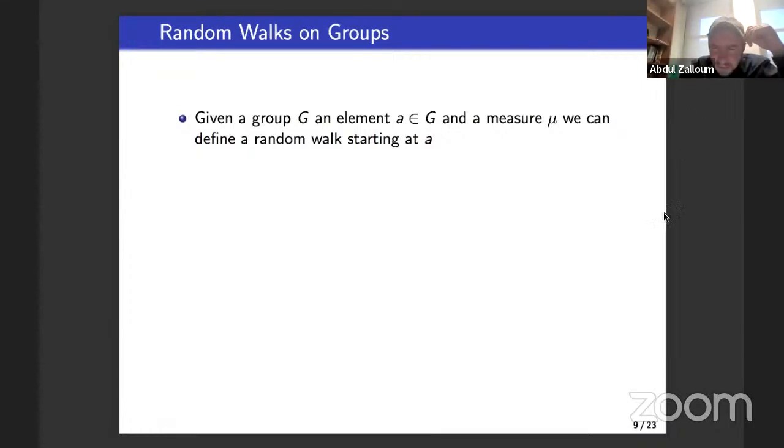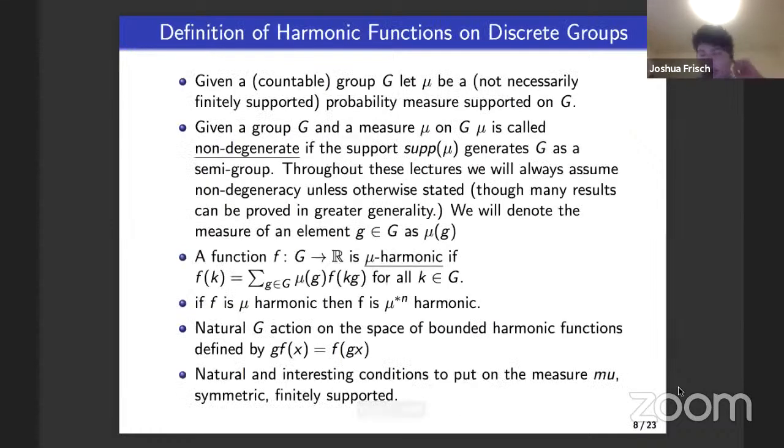Sorry, what does symmetric mean? Sure. A measure is symmetric if mu of g is equal to mu of g inverse for every g in G.